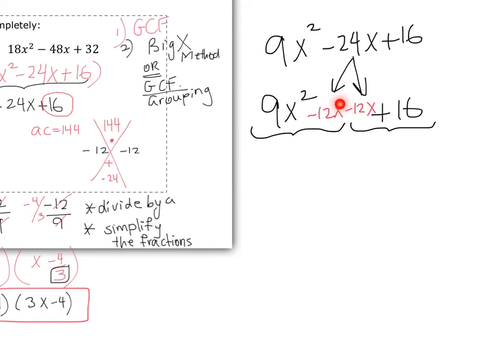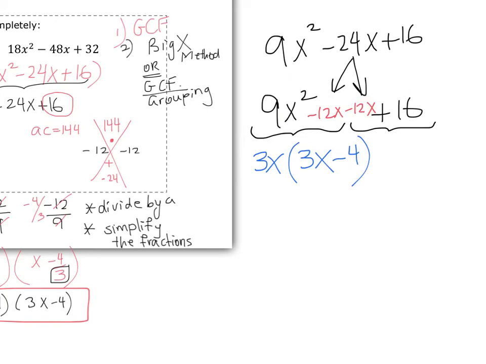So let's group those together, 9x squared minus 12x, and take the GCF out. So what's common between 9x squared and negative 12x? I can see that there's a 3x in common. So what's going to be left of the x squared term is going to be 3x, and what's going to be left of the negative 12x is negative 4. And now you try to group those two together.